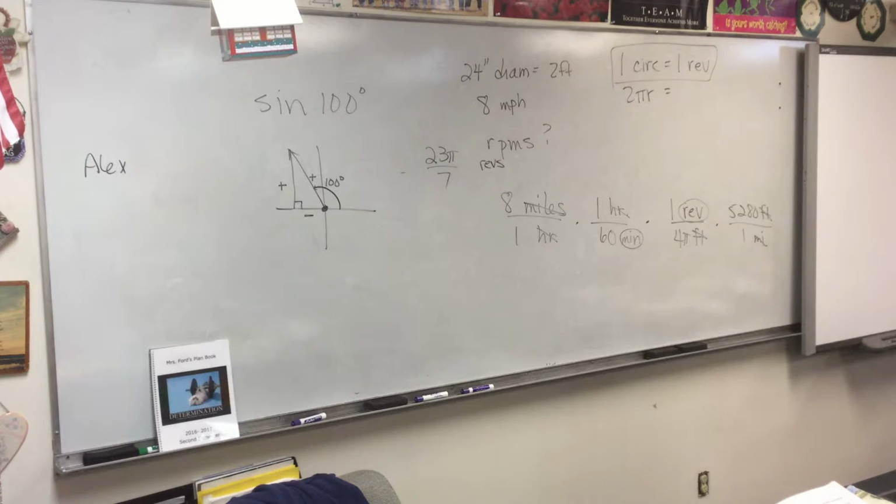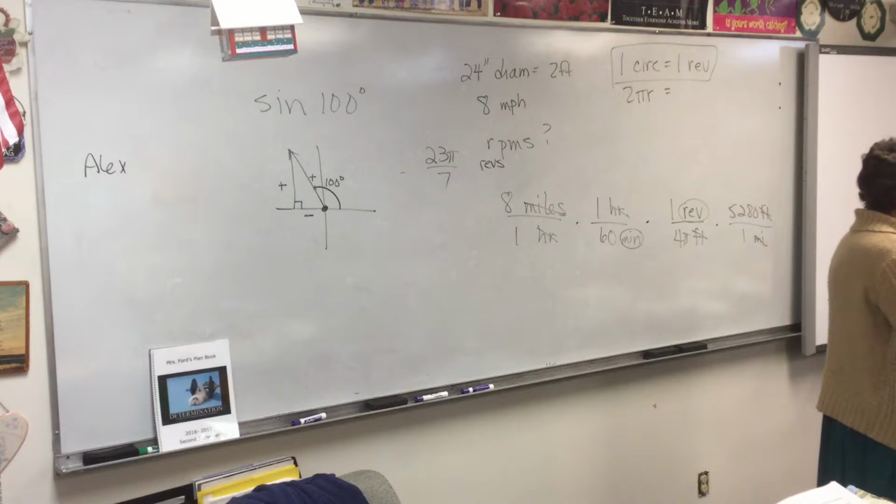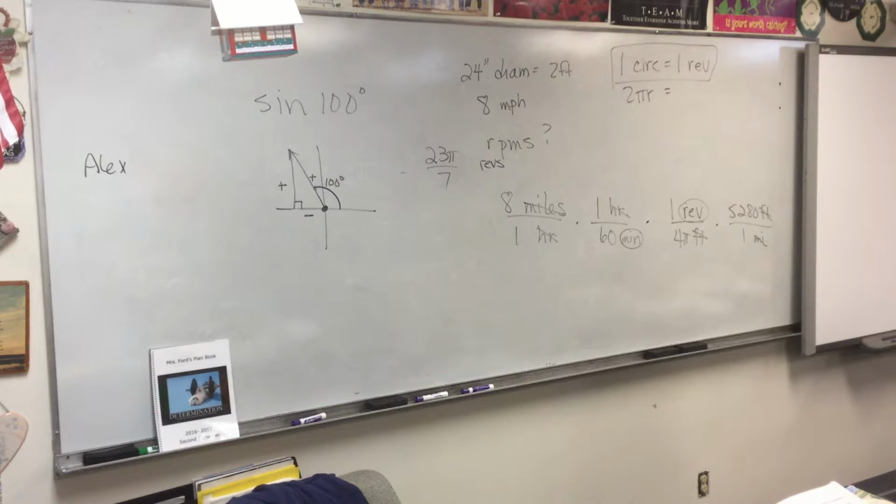The sign of the sine is going to depend on the sign of y. The sign of the sine depends on the sign of y. If y is positive, sine is positive. If y is negative, sine is negative, because sine is basically y. Cosine is basically x, and tangent is a combination of the two, y over x.